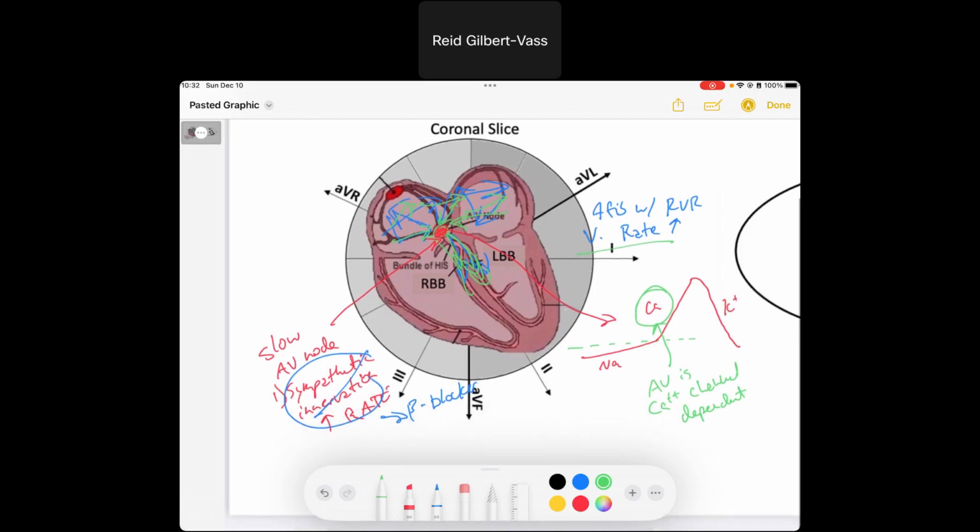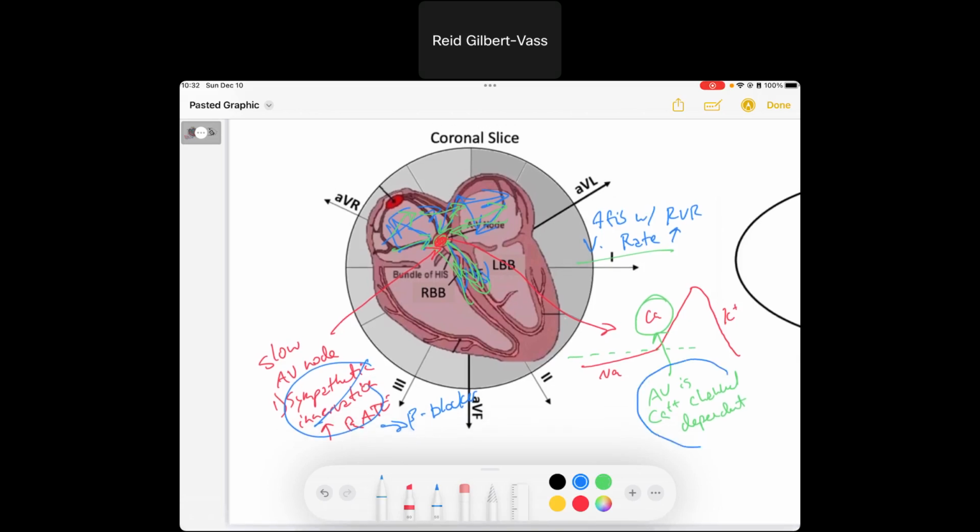And so we can give a medicine that would block these calcium channels. And we know that these are non-dihydropyridine calcium channel blockers. Then we can slow the AV node down. So in this case, an example of an IV would be diltiazem. PO, you can give verapamil, but IV diltiazem. So in this case, we decided to give a 30 milligram bolus of diltiazem to this gentleman.